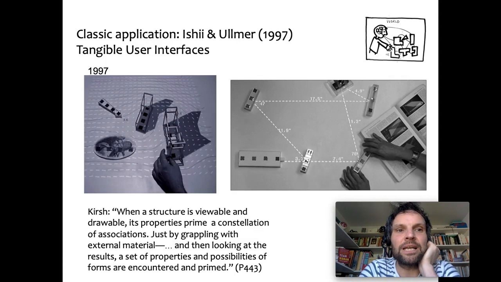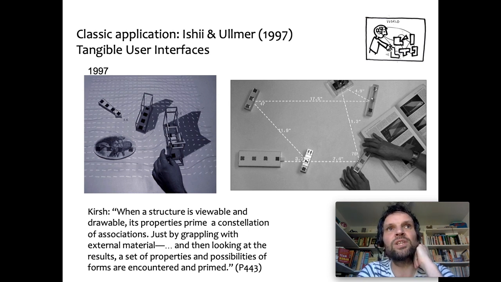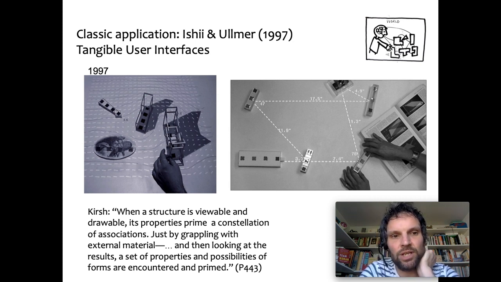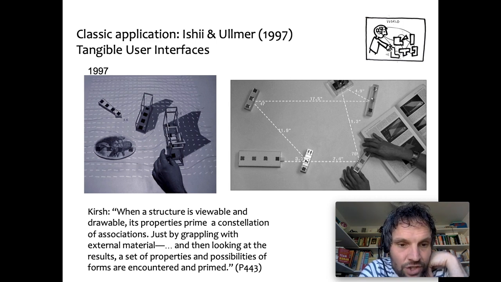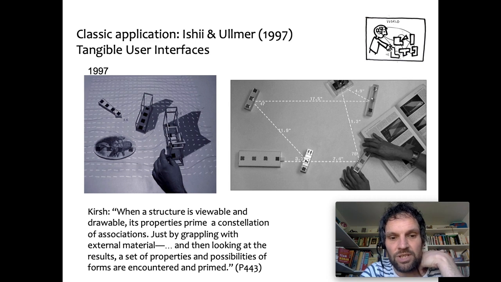As we saw in the previous lecture on tangible interaction, you can now see that tangible interaction is actually an application of all these kinds of strategies with which human beings make life easier for themselves, and they don't have to think so much because they let the physical world do part of the thinking for them, if you wish. So Kirsh says here in the paper, when a structure is viewable, drawable, when its properties prime a constellation of associations, just by grappling with the external material and then looking at the results, a set of properties and possibilities of forms are encountered and primed.